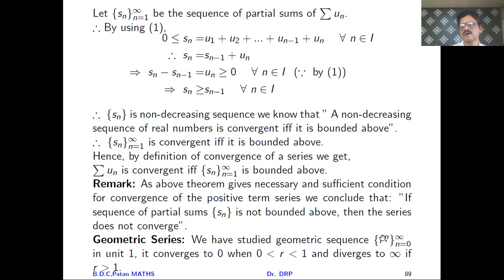That is, the sum of r raised to n, where n runs from 0 to infinity, converges if r is strictly greater than 0 and less than 1, and it diverges to infinity if r is greater than 1.